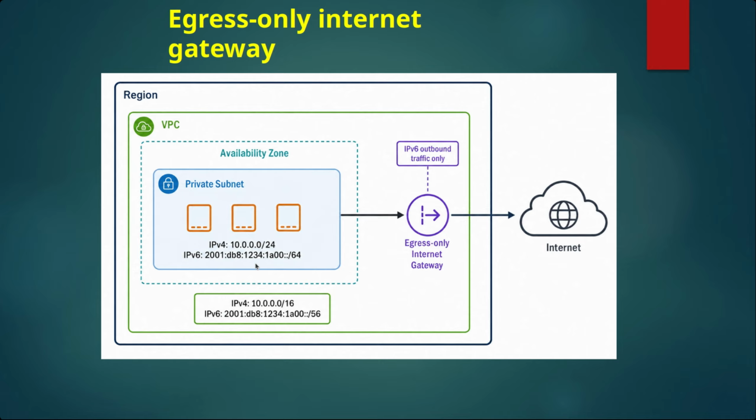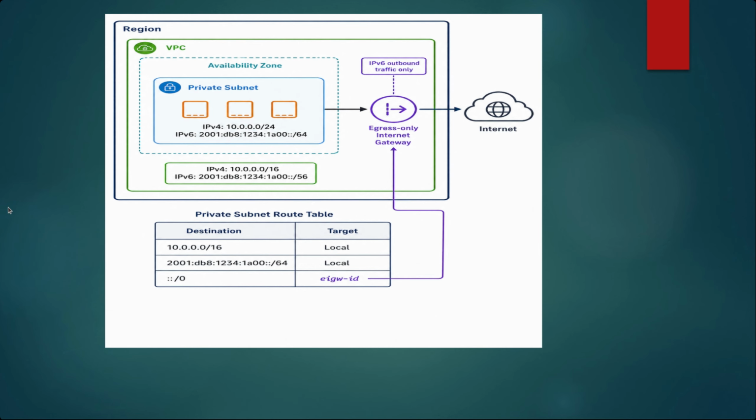To configure this, first create an egress-only internet gateway within your VPC. Next, add a route to the appropriate route table that directs either all IPv6 traffic or a particular IPv6 address range through the egress-only internet gateway, this range here. Add this route in the routing table.